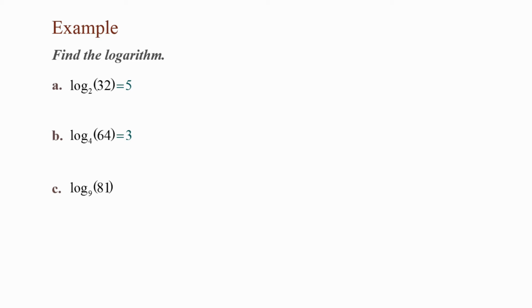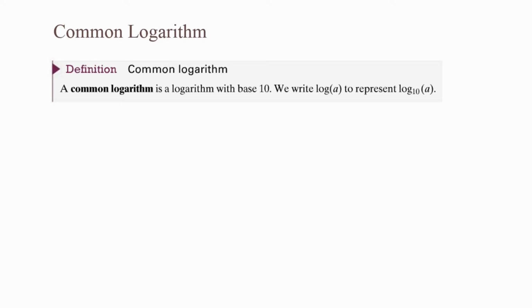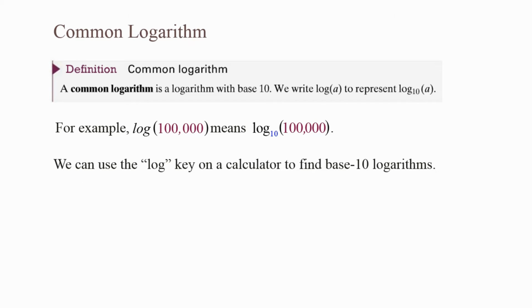For part C, log base 9 of 81. 9 times 9 is 81, so that's 2 9s, which gives us 2. Log base 9 of 81 equals 2. Common logarithm. A common logarithm is a logarithm with base 10. We write log of a to represent log base 10 of a. For example, log of 100,000 means log base 10 of 100,000. We can use the log key on the calculator to find base 10 logarithms.